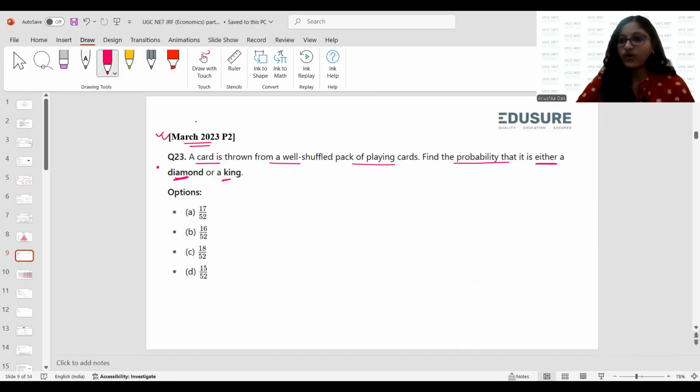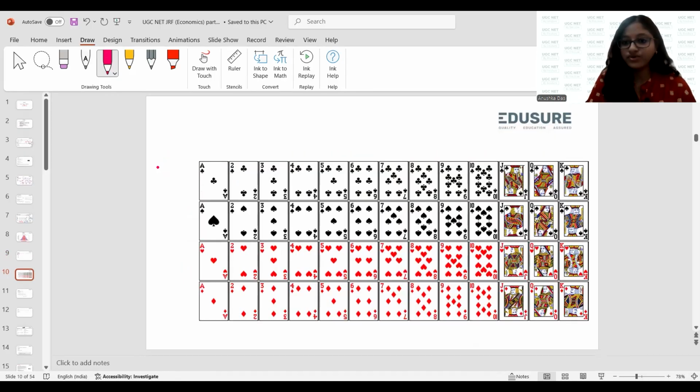Either it's a diamond or it's a king, right? So how do you solve this kind of question? For that, you have to know what the 52 cards are, what the 52 cards in a well shuffled pack of cards are.